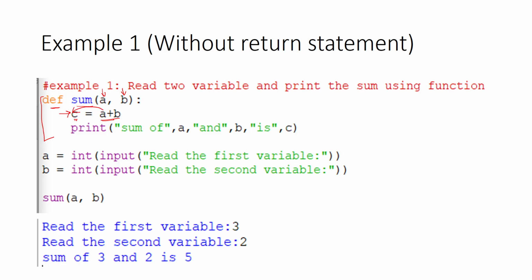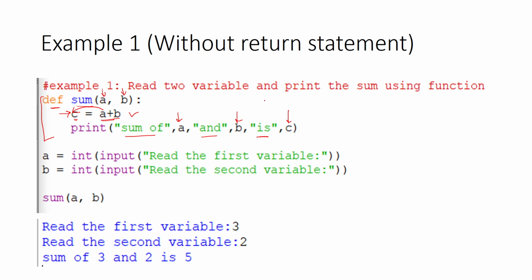Once I get c, I can print: a string "sum of", followed by the value a, then a string "and", then the value b, and then a string "is", and finally c, because c has been computed as a plus b, so this will be printed. Okay, now this is the definition. I'm ready with the definition.